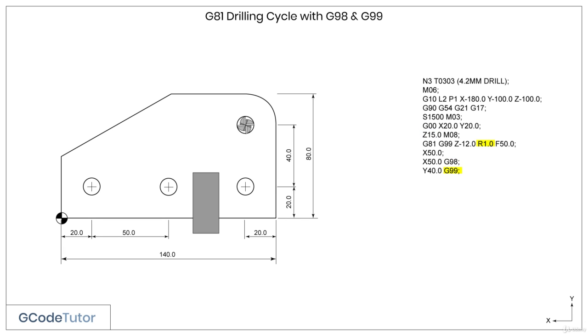When we travel to our final hole, we don't have this restriction as there's no clamps in place, so we can use the G99 command again to tell the machine to use the original rapid distance of 1mm above the face of the material that we defined on the G81 line with the R value. Then as before, G80 cancels our drilling cycle. And the rest of the program you're already familiar with.